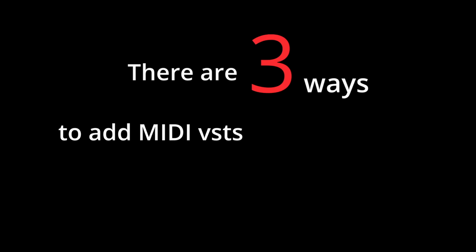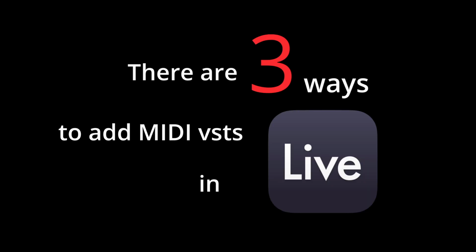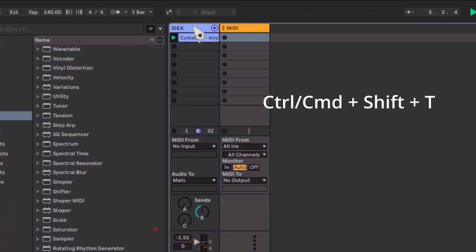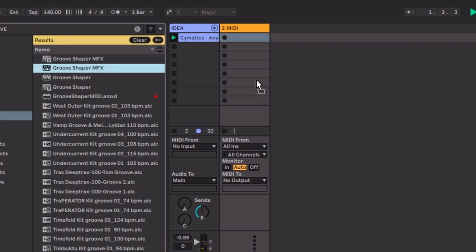There are 3 ways to add Midi VST in Ableton Live. First, the vanilla way. First, create a Midi track. Then drag your Midi VST plugin to that new track.